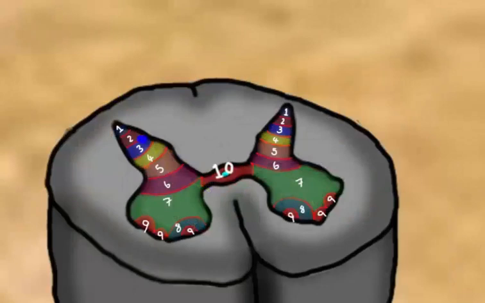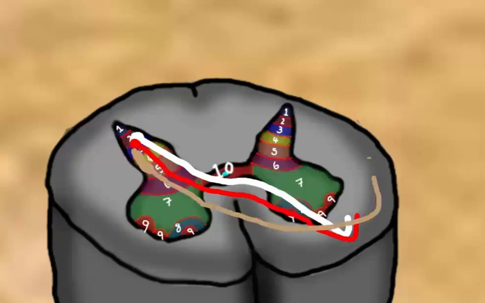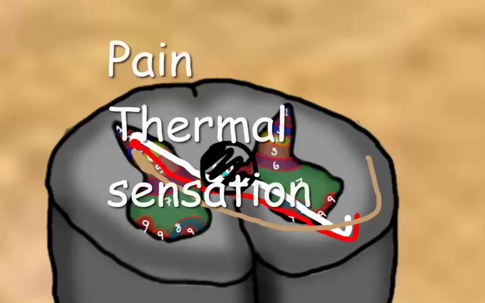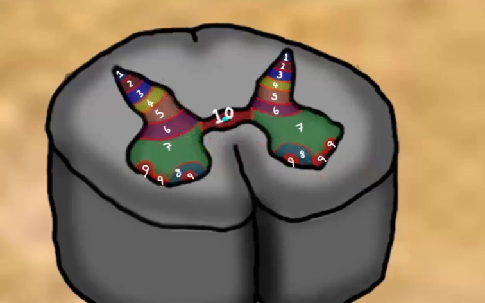Thermal fibers crossing to the other side are the nearest to the central canal of the spinal cord, followed by pain fibers. Mechanical fibers are the furthest from the central canal. This means that diseases involving the central canal will affect the pain and thermal sensation, while diseases that cause damage to the outer part of the spinal cord will affect the fibers of touch.